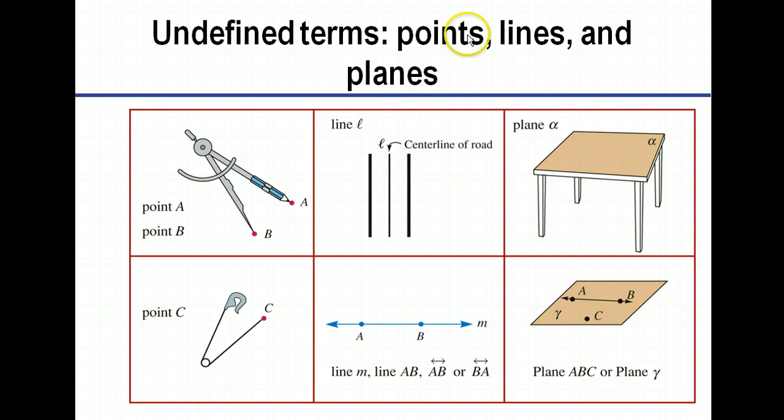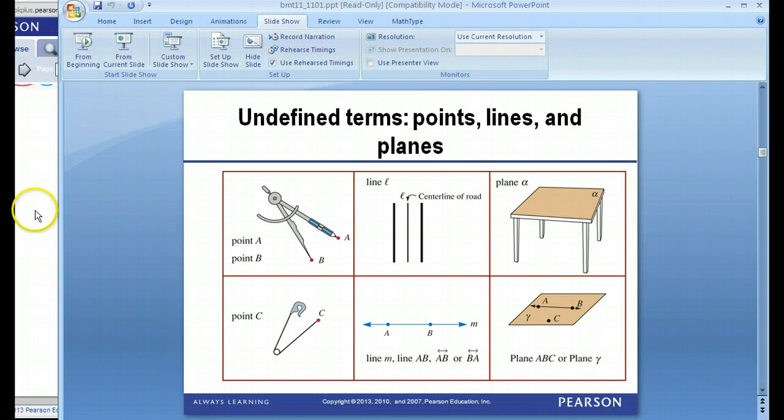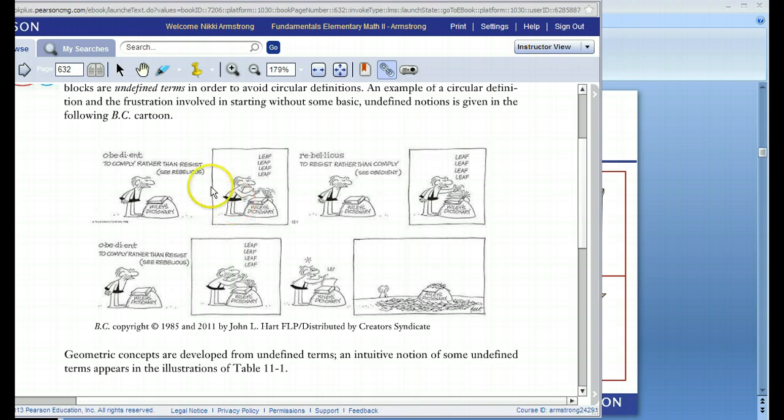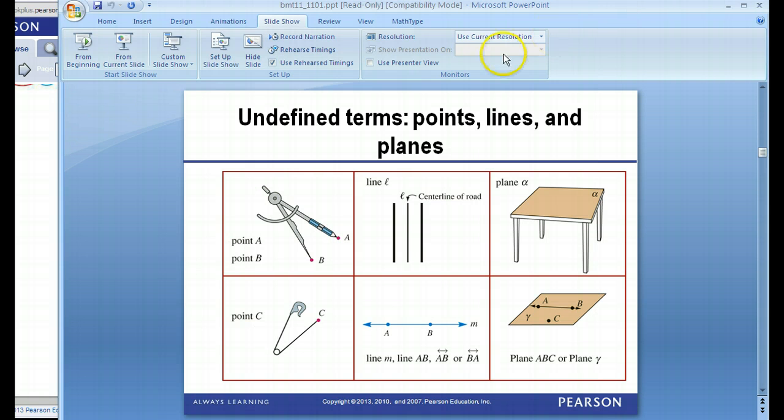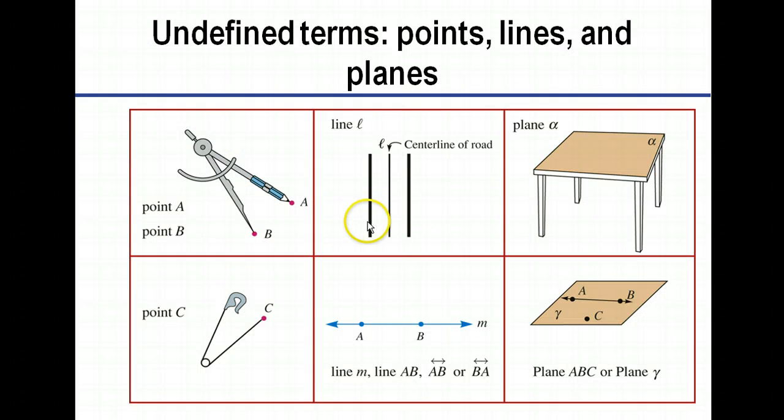And a nice example of this kind of circular defining issue is in your book with the cute cartoon here by BC, and it doesn't use mathematics, but it uses a word definition. So here, this little caveman guy is looking at the word obedient in the dictionary, and it says to comply rather than resist, and it says see rebellious, and so he flips to it, and it says rebellious, to resist rather than comply, and it says to see obedient, and he goes back and forth and back and forth, and he just gets very, very frustrated because this is sort of defining words based on another word that uses it to define itself.